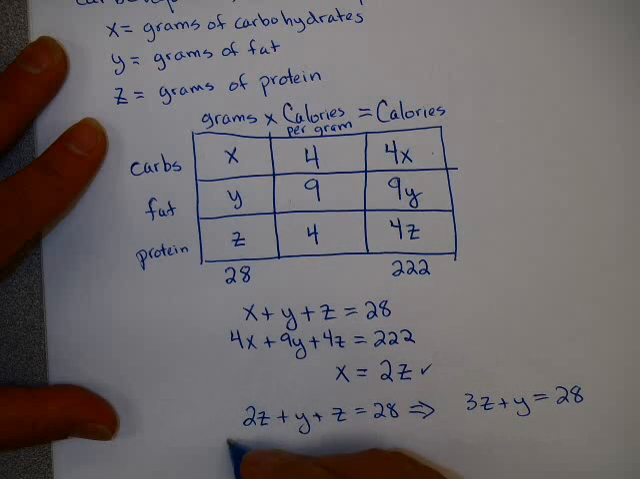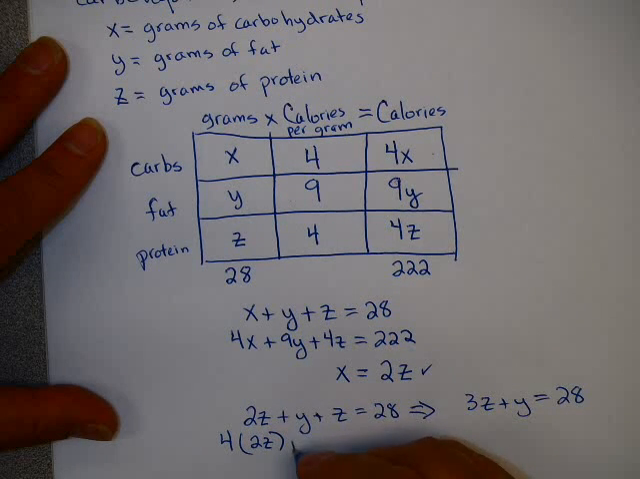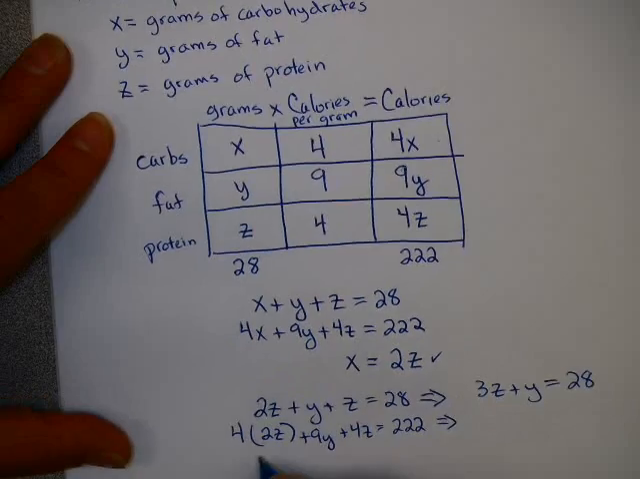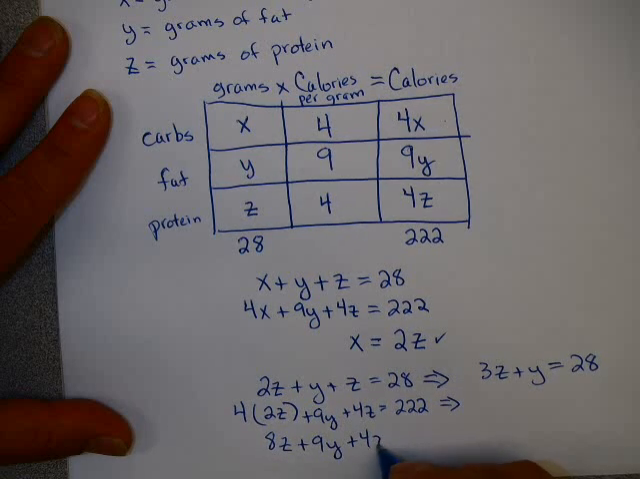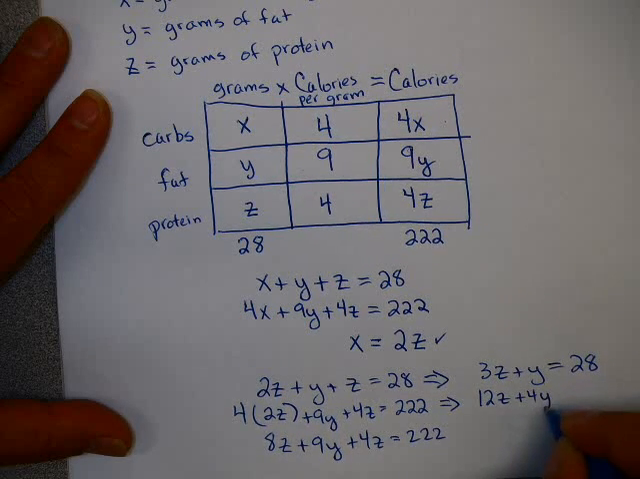And here I can get 4 times x, which is 4 times 2z. So using this one, 4 times 2z plus 9y plus 4z equals 222. That gives me 8z plus 9y plus 4z equals 222. That gives you 12z plus 9y, excuse me, equals 222.